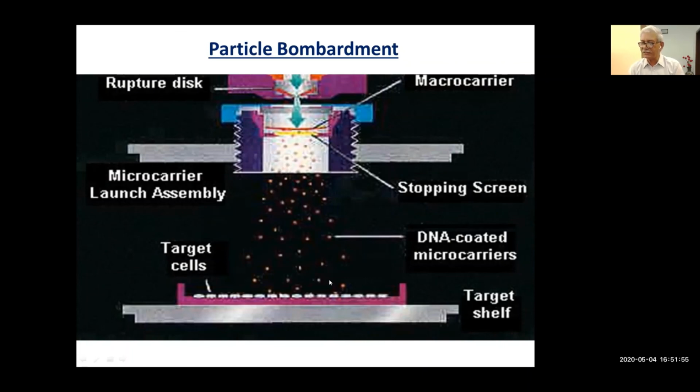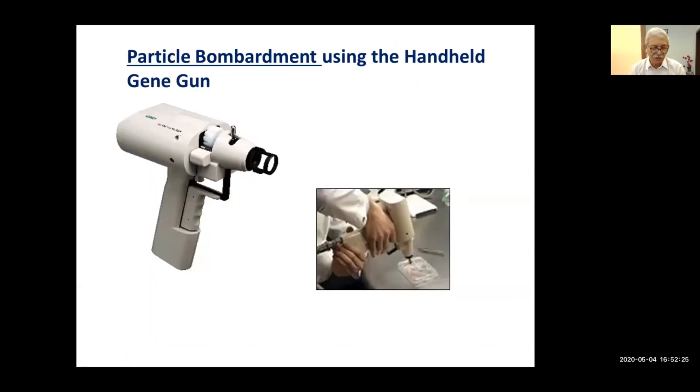It's not very scientific like Agrobacterium transformation. It's just a simple equipment which you use for loading your DNA on the microcarriers, which are gold or tungsten particles, and enforcing those particles under high pressure, just like a bullet goes through high pressure, just like these microcarriers go with a high pressure of helium and strike the tissues in front of them.